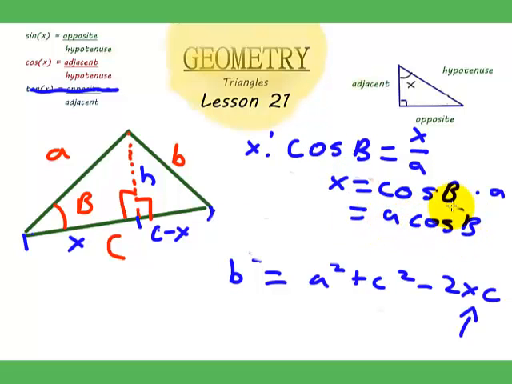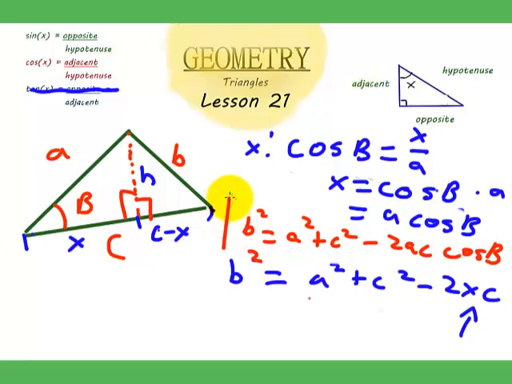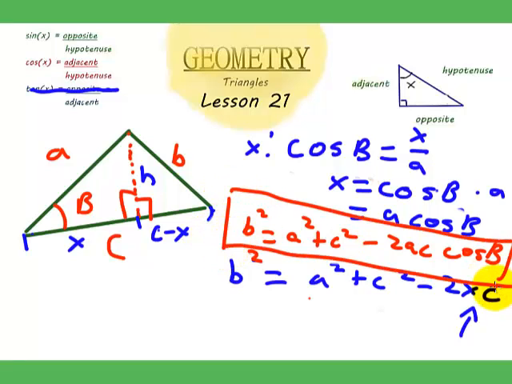So now, substituting it into the equation down here, that's supposed to be a squared, but we get b squared is equal to a squared plus c squared minus 2ac cos B. So this here is one form of the cosine rule.